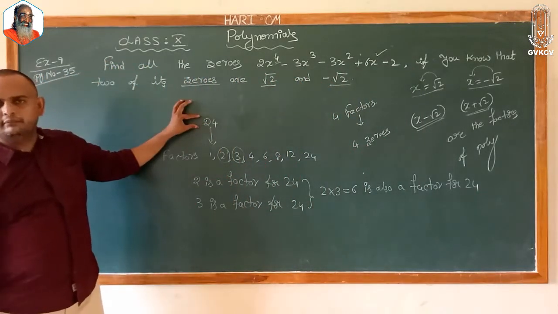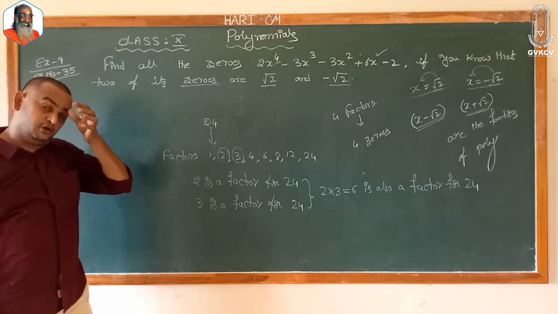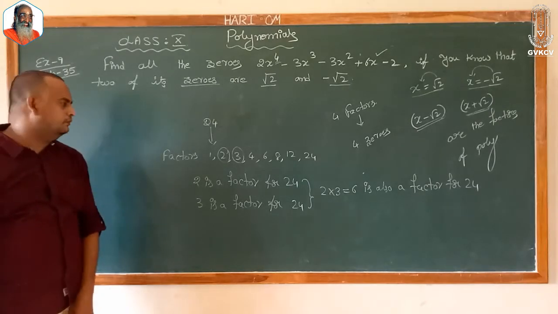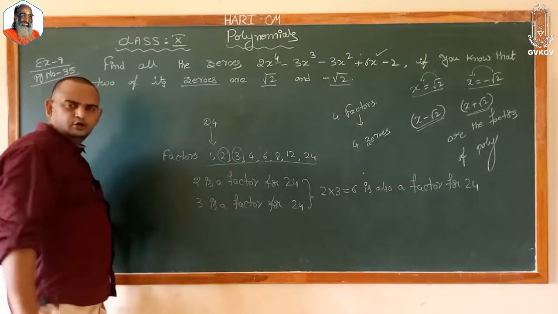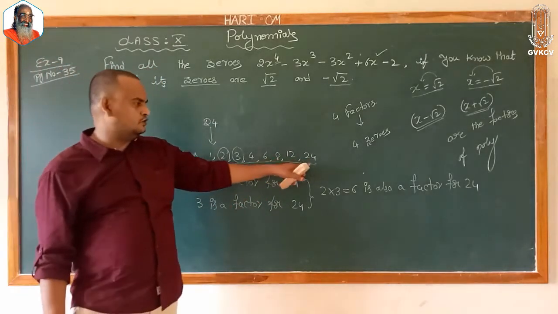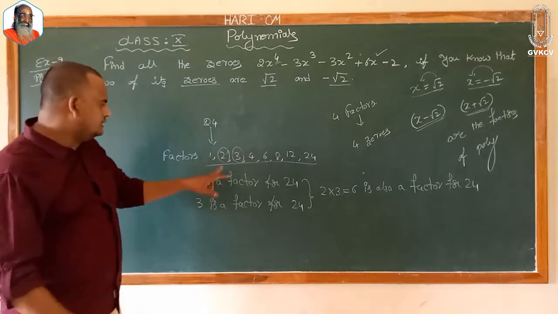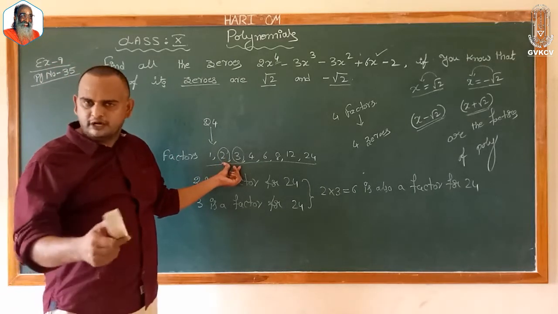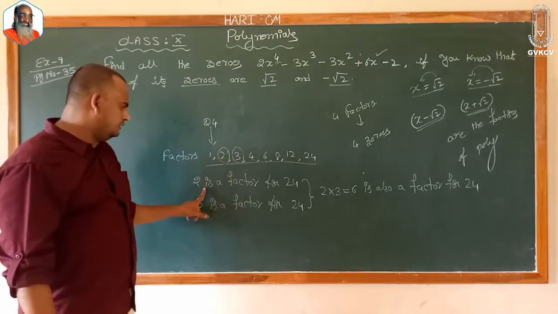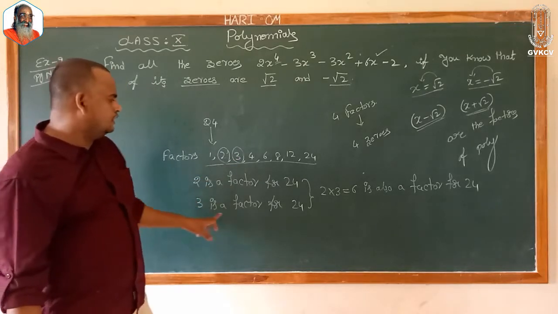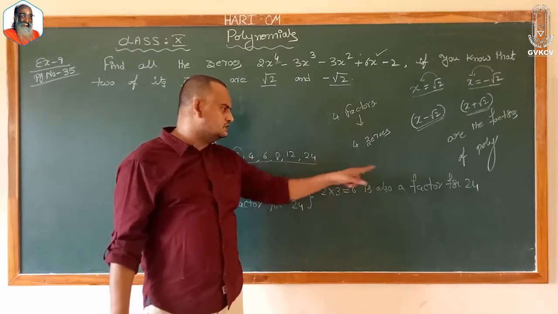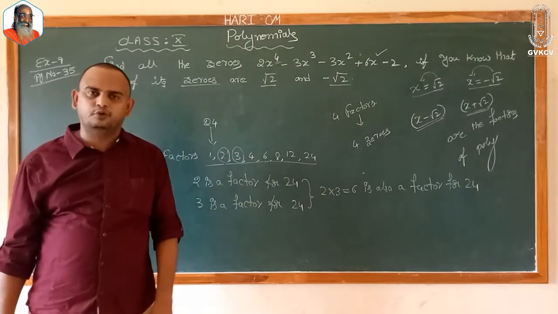When I am talking about the number 24, these are the factors for 24 I have: 1, 2, 3, 4, 6, 8, 12, 24. This is one example to understand. 2 is a factor, 3 is also a factor, so that the product of 2 and 3, 2 3s are 6, is also a factor for 24.